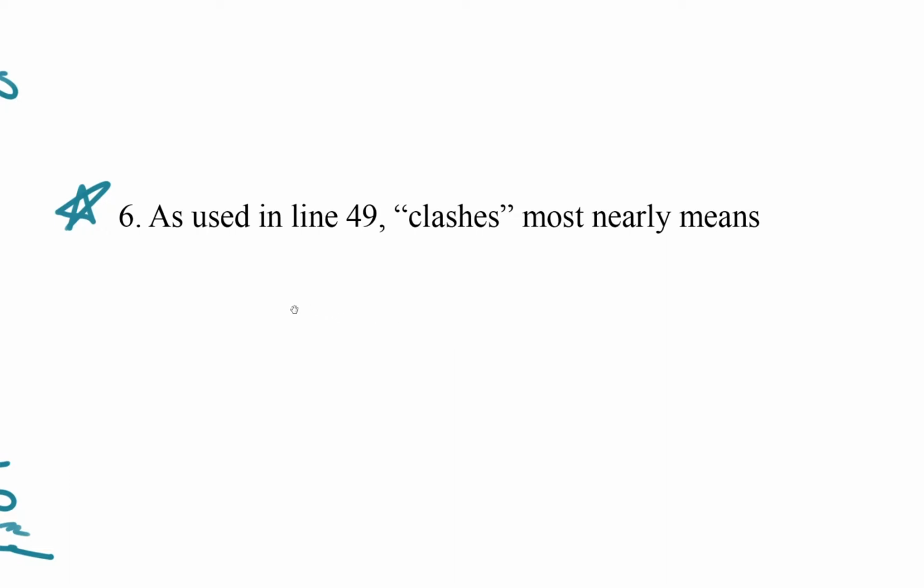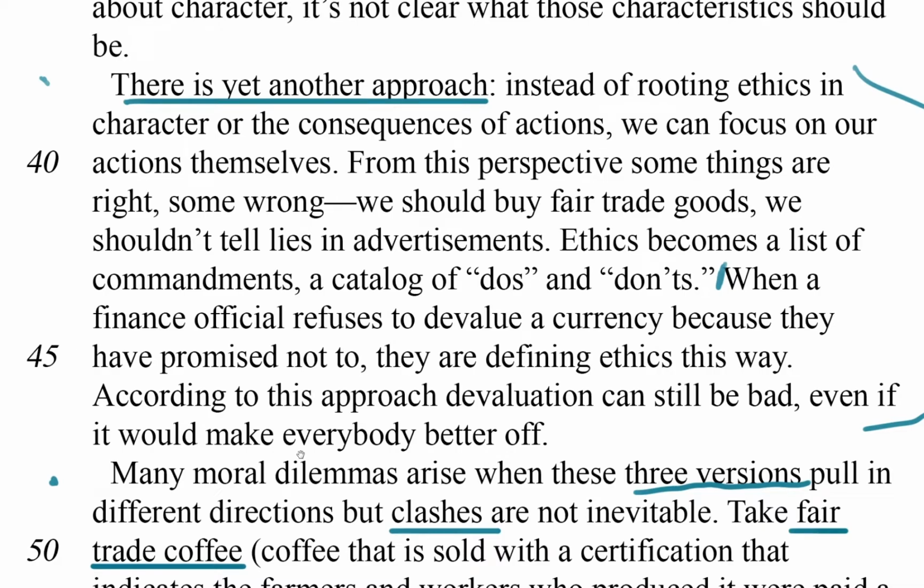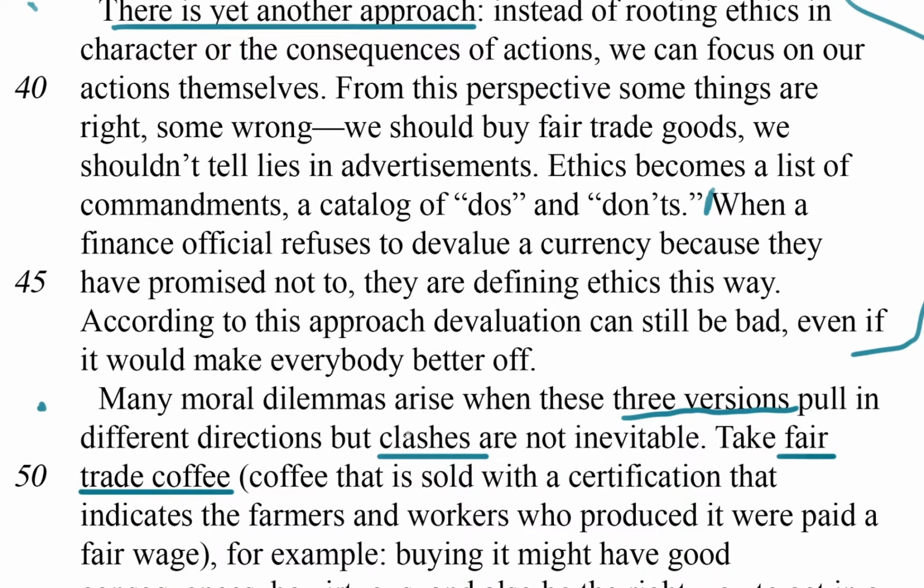So let's take a look at clashes in context. Here's line 45. There's 50. Here's 49. Okay, I see clashes. Let me read the sentence that it's in. Many moral dilemmas arise when these three versions pull in different directions, but clashes are not inevitable. Okay, so three versions, they're talking about the three different ways set up in the passage, how economics can be ethical. Clashes are not inevitable.